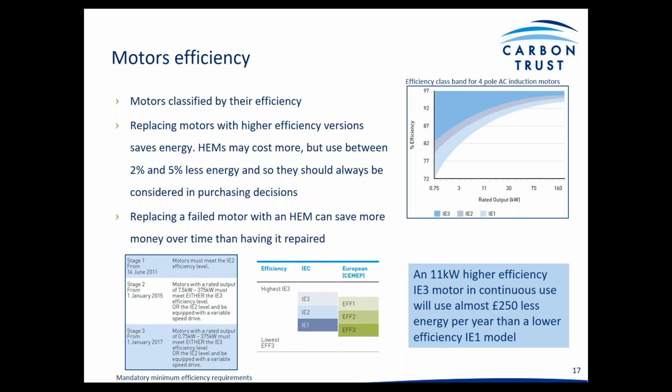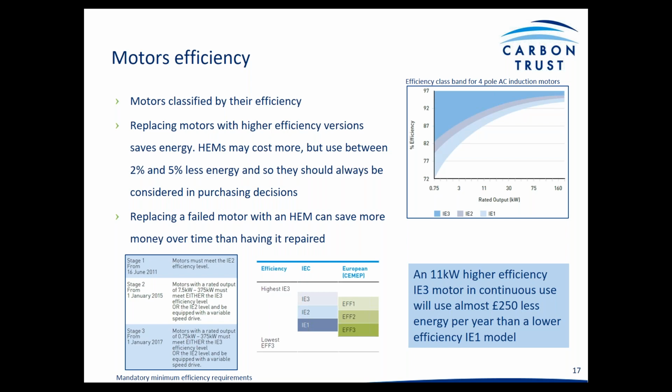We can see from the chart on the right that the efficiency of the motor is very important, especially if we look at fairly small motors, below a rated output of 30 kilowatts. We can see there's a considerable gap among the 3 categories of efficiency.